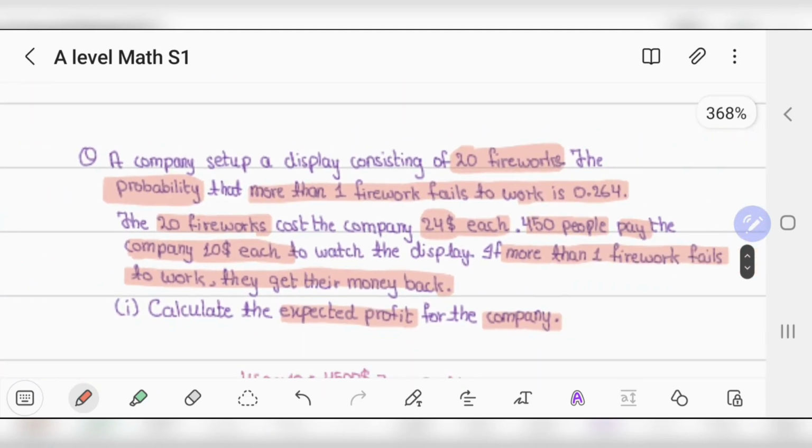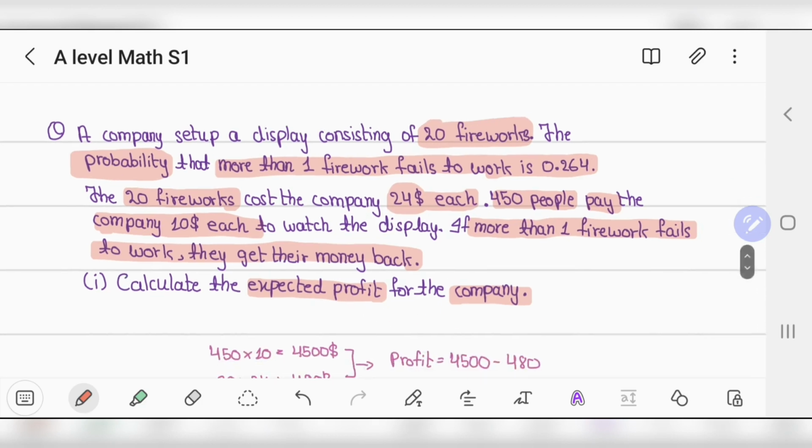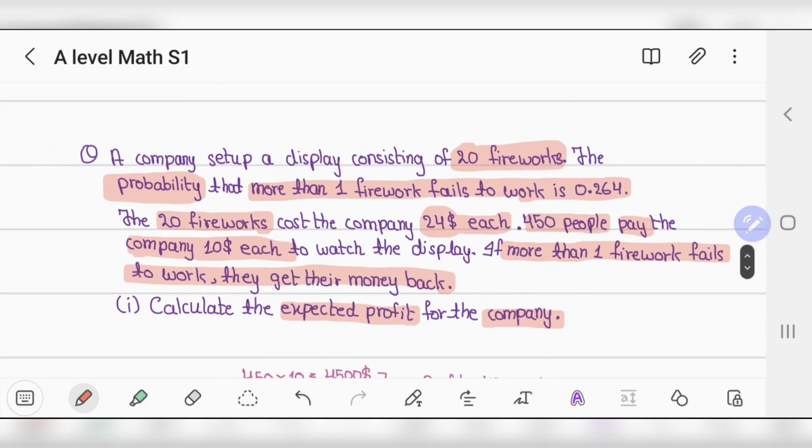Another question is, a company set up a display consisting of 20 fireworks. The probability that more than one firework fails to work is 0.264. The 20 fireworks cost the company $24 each. So 24 multiplied by 20 is going to give us the total cost. 450 people pay the company $10 each to watch the display. If more than one firework fails to work, they get their money back.